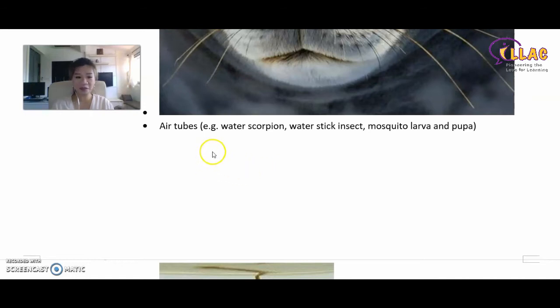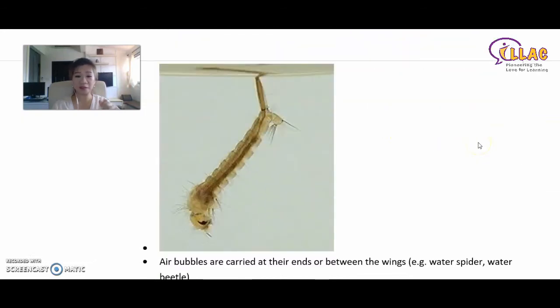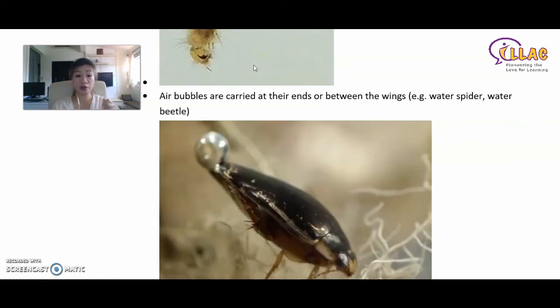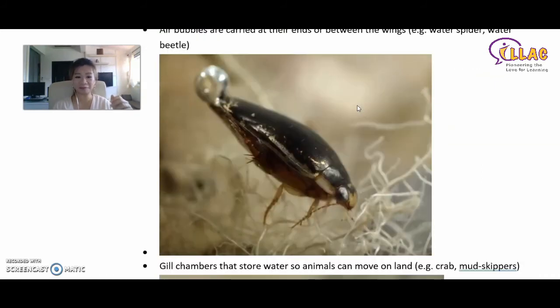Okay. Other animals have air tubes like water scorpion, water stick insect, mosquito larva, and pupa. One example is over here. This is the air tube, okay, sticking out of the water for them to breathe. They can also have air bubbles carried on their hinds, okay, between the wings also can. This is a water beetle. Over here, this is the air bubbles.